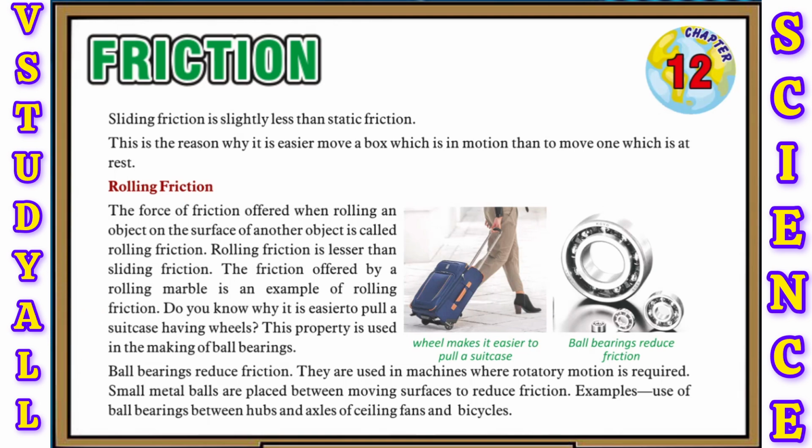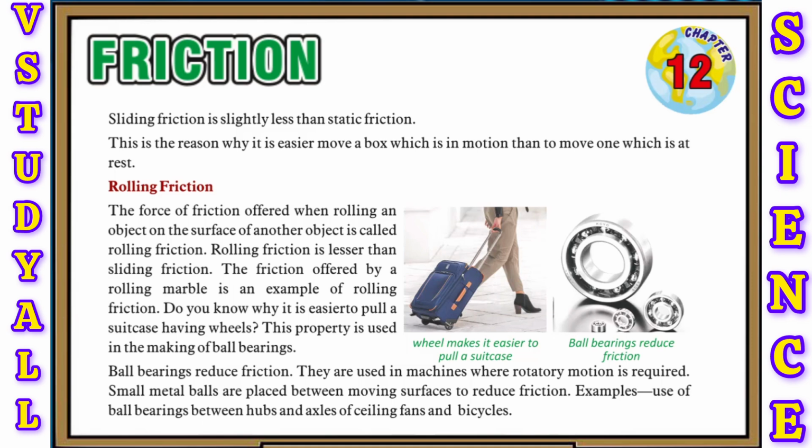The friction offered when an object rolls on the surface of another object is called rolling friction. Rolling friction is less than sliding friction. The friction offered by a rolling marble is an example of rolling friction. Do you know why it is easier to pull a suitcase having wheels? This property is used in the making of ball bearings. Here you can see the first picture which shows that wheels make it easier to pull a suitcase. And in the second picture you can see that ball bearings reduce friction. Ball bearings reduce friction, as you know, and they are used in machines when rotatory motion is required.